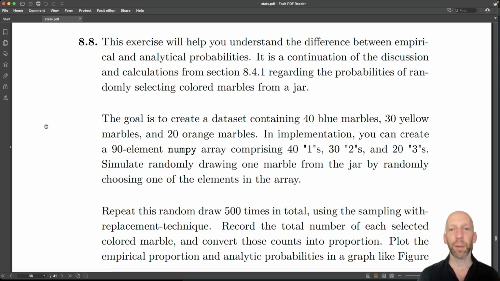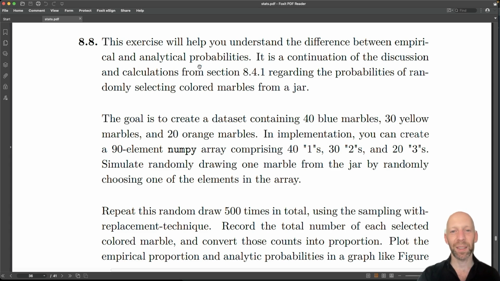Welcome to the video corresponding to exercise 8 of chapter 8. Here we are going to focus on the difference between empirical probabilities and analytic probabilities. In particular, an analytic probability never changes. It's defined by a formula or some equation or a theory, but it comes from some expression that doesn't change. In contrast, empirical probabilities can change as we sample data because they are coming from nature. They're coming from our measurements of the real world.